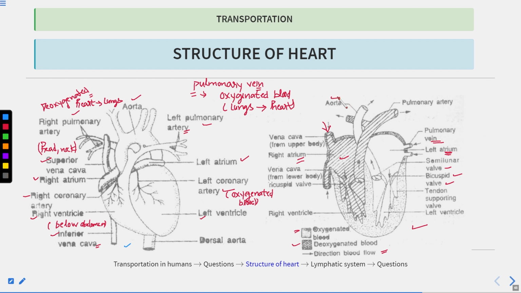Here, the aorta, this is the largest artery present in the human. This also carries oxygenated blood. Pulmonary artery, we have already discussed. Vena cava, which is the largest vein. This inferior vena cava carries the blood from the lower body, I've already told you. And this vena cava carries blood from the upper body regions, head and neck. So this should be the superior vena cava, and this one should be the inferior vena cava.